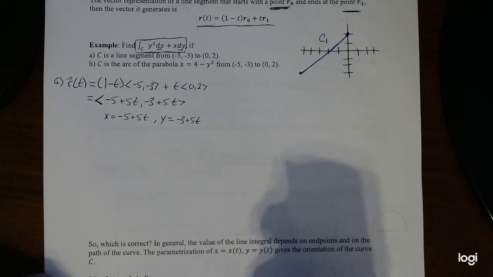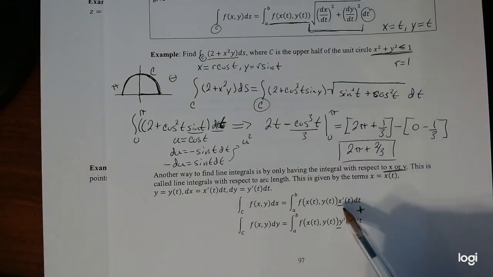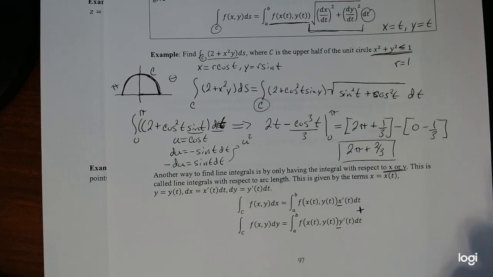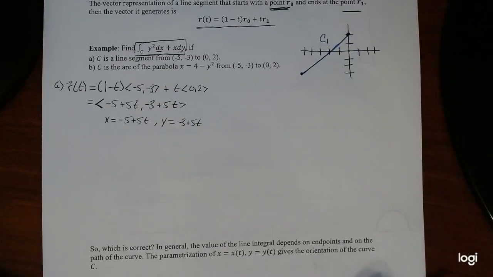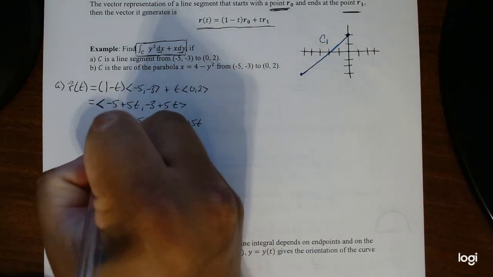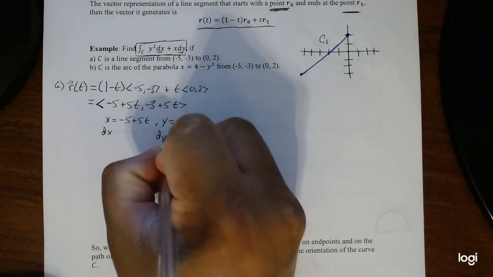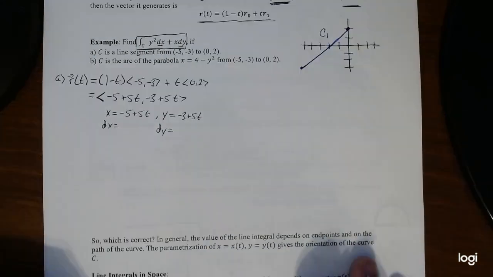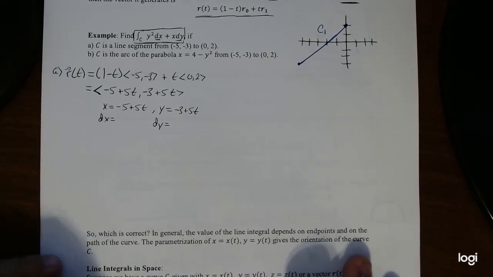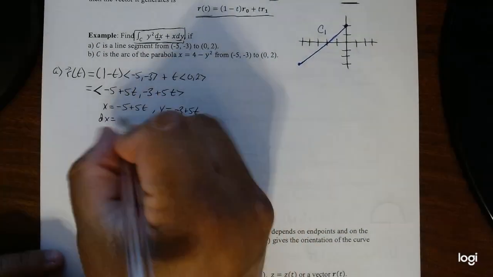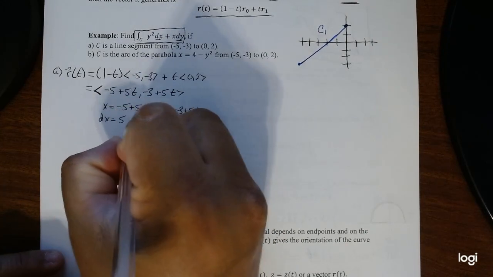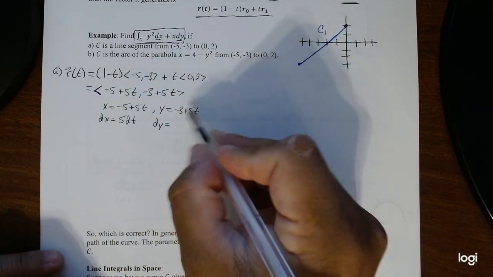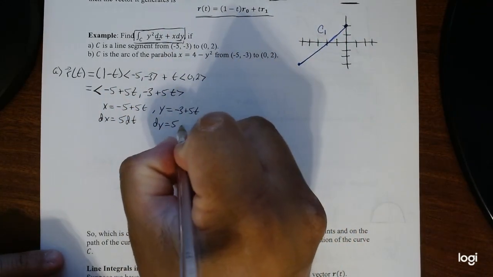All right, so now according to my equation, I need to find both the derivatives with respect to x and y. So I have to find dx and dy. I just do with respect to t in each case. So with respect to t just gives me 5. With respect to t also gives me 5.